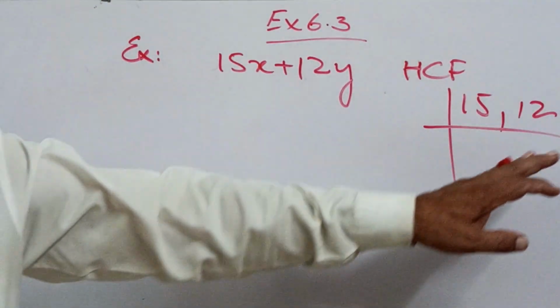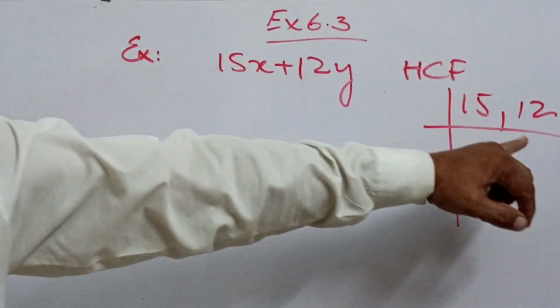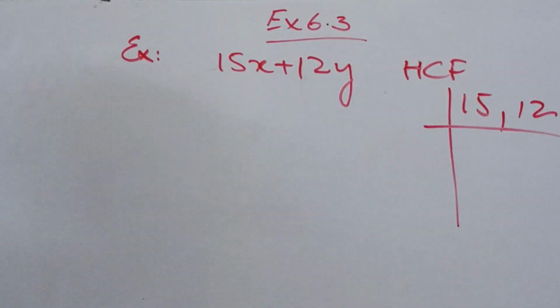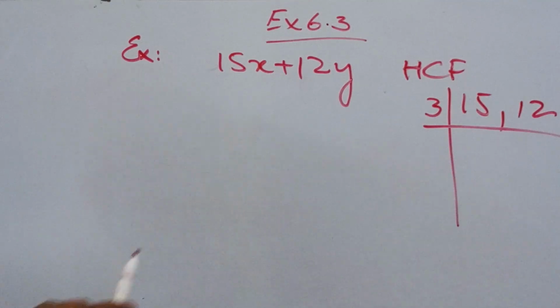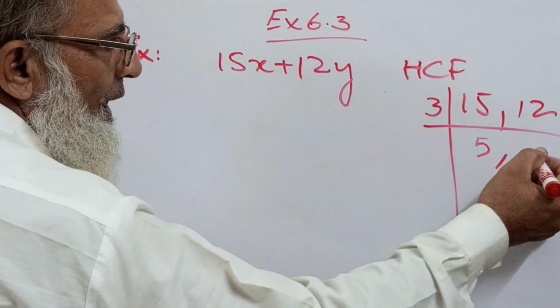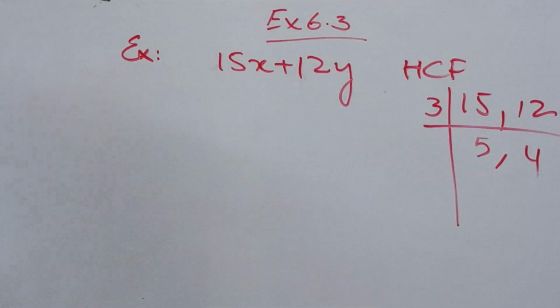You see that this is not divisible by 2, this is divisible by 2, this is not divisible by 5, this is divisible by 5. Now there must be a number which will divide both numbers. That number is 3, because I told you a sign: when you add all the digits of a number, 1 plus 5 is 6, and 6 is divisible by 3, and 12 gives 3, which is also divisible by 3. Now 3 divides 15, 5 times, and 12, 4 times. So 3 is the number which can divide 15 and 12 together.